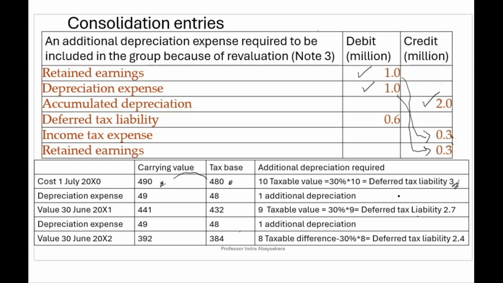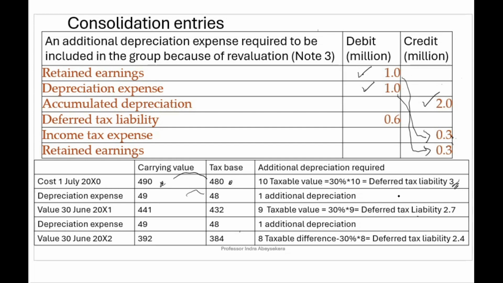The asset was depreciated over 10 years and depreciation expense is 49 under carrying value, and on the tax base it is 48. So the difference between the two is 1. That requires 1 additional depreciation expense, which we have done for the current year and the previous year.